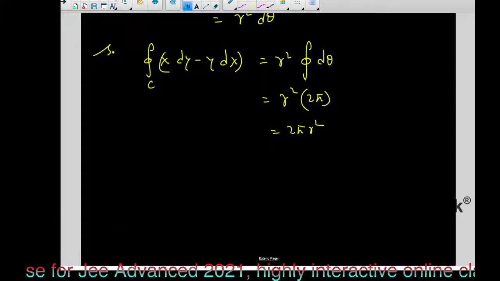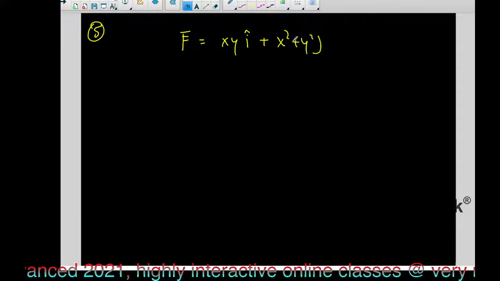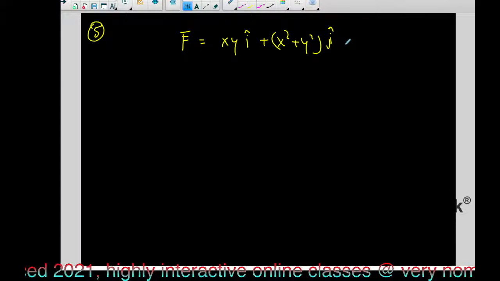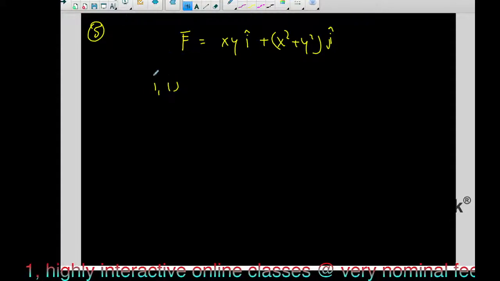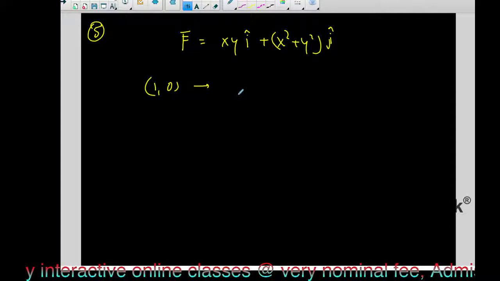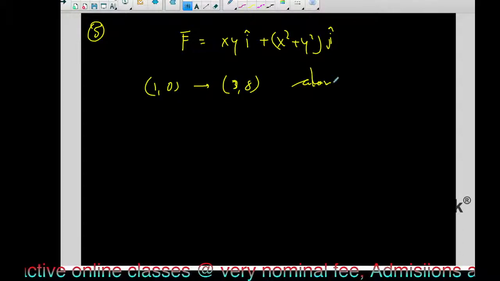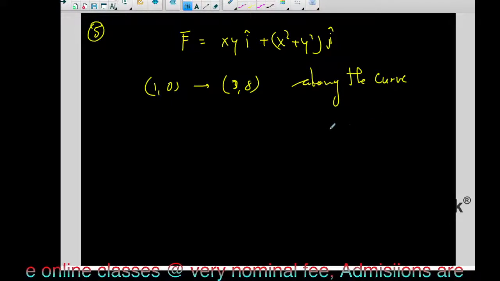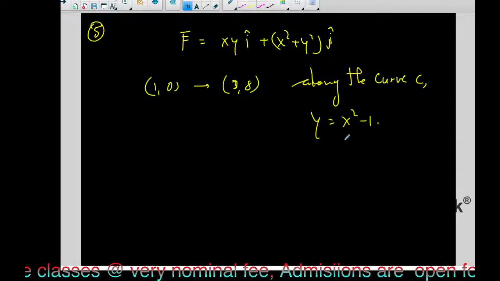You can do some more problems also. I will give one more problem for homework purposes. Let's say the first question: calculate the work done by force F, given as xy into i unit vector plus x square plus y square into j unit vector, that moves a particle in the xy plane from 1 comma 0 to 3 comma 8, along the curve C, that is y equal to x square minus 1. Clear? We can do this one.